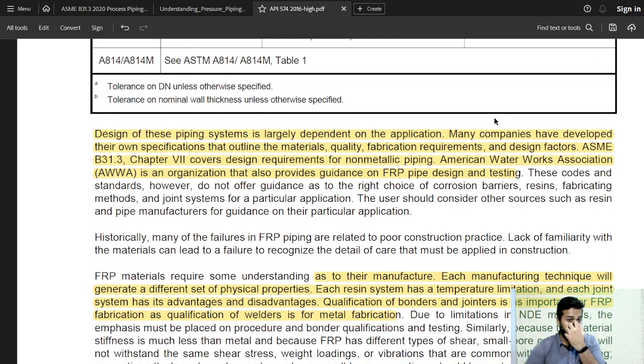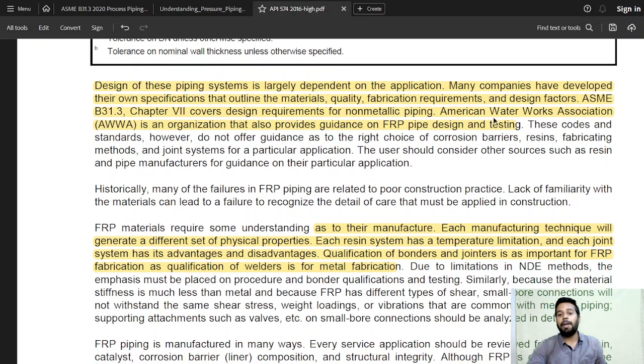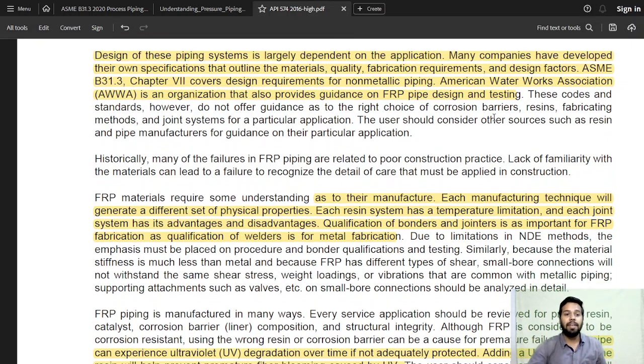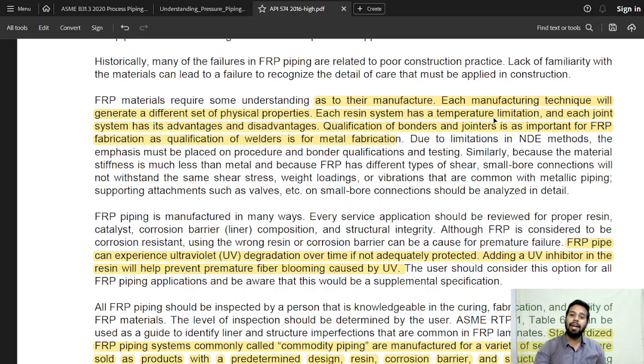The design of these piping systems is largely dependent on the application. Many companies have developed their own specifications that outline material, quality, fabrication requirements and design factors. ASME B31.3 Chapter 7 covers the design requirements for non-metallic piping. The American Water Works Association, that is AWWA, is an organization that also provides guidelines on FRP pipe design and testing.